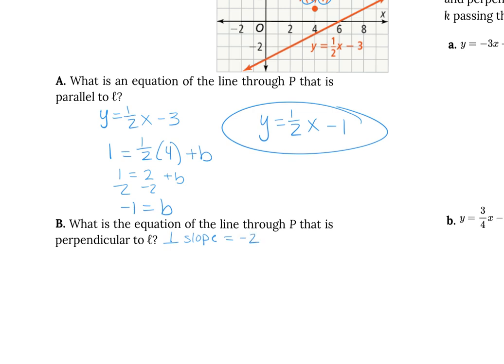So again, I'm going to plug in my y of 1. My slope this time is -2. Plug in my x of 4. And we're solving for b. Okay, so my b is 9. So I'm going to plug that in. y equals, my slope is the -2 x plus 9.